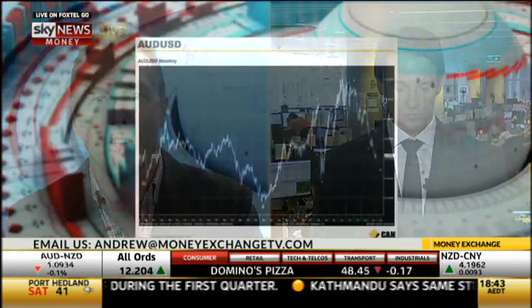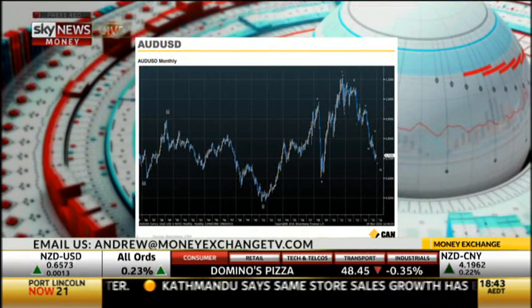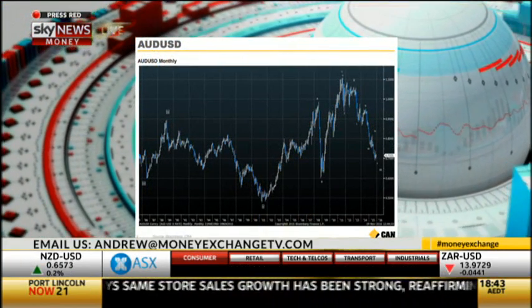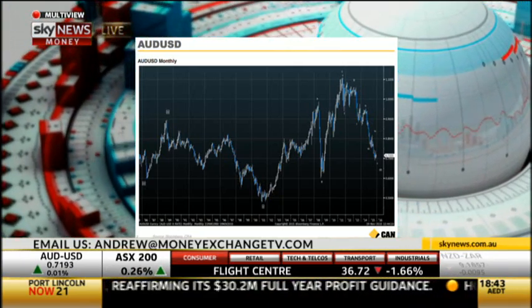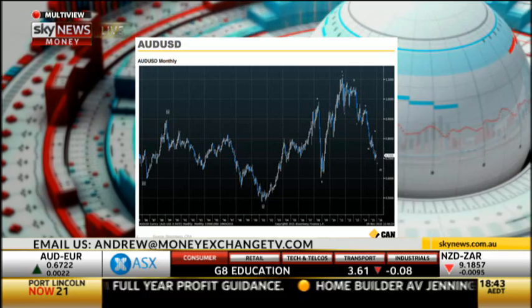Fantastic. Well, let's have a look at the first chart that you wanted to share with us this evening, and that's a monthly chart of the Aussie dollar. What are you seeing on the monthly chart, Tony? Yeah, when I'm starting to look at a chart or a new instrument, I always like to go back and have a look at the long-term charts, and the monthly Aussie chart is a very interesting one for me.